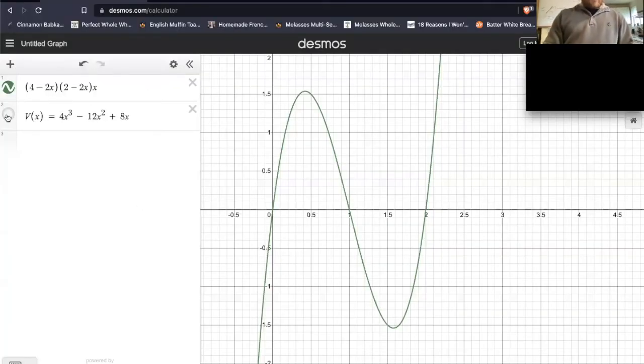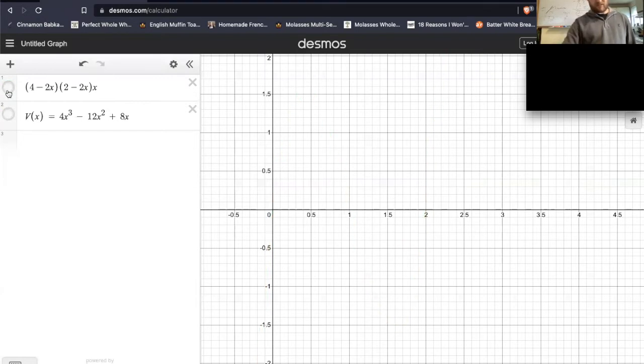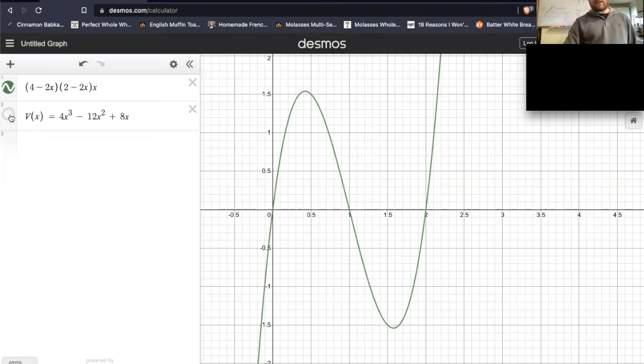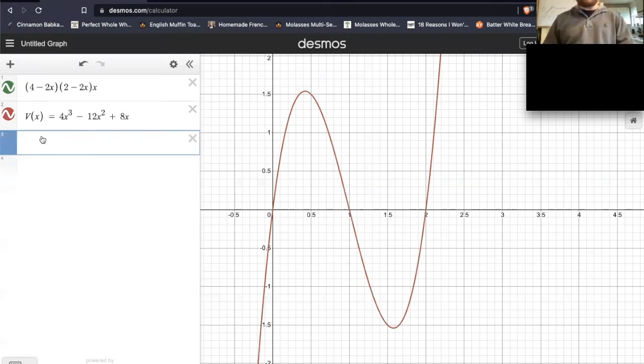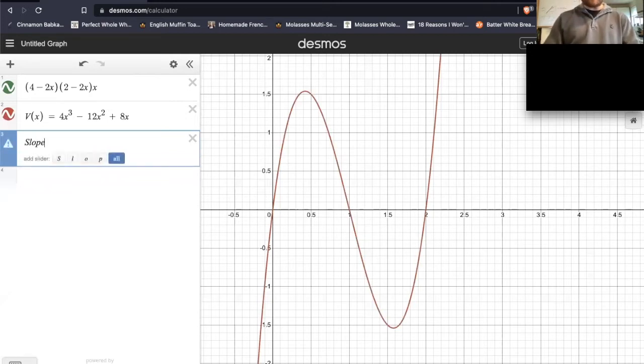Okay, so here we go. I'm going to graph this the way that we did it, and we could see it's the same thing. The green right there is how we wrote it originally. If I multiplied it out, we would end up with the exact same function right there. And so let's add on v prime. I could just write v prime and it'll do it, but let's call it the slope function.